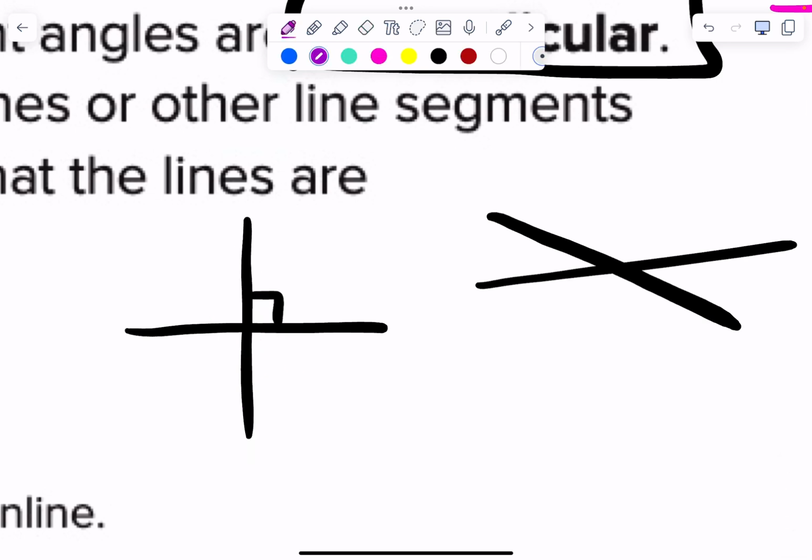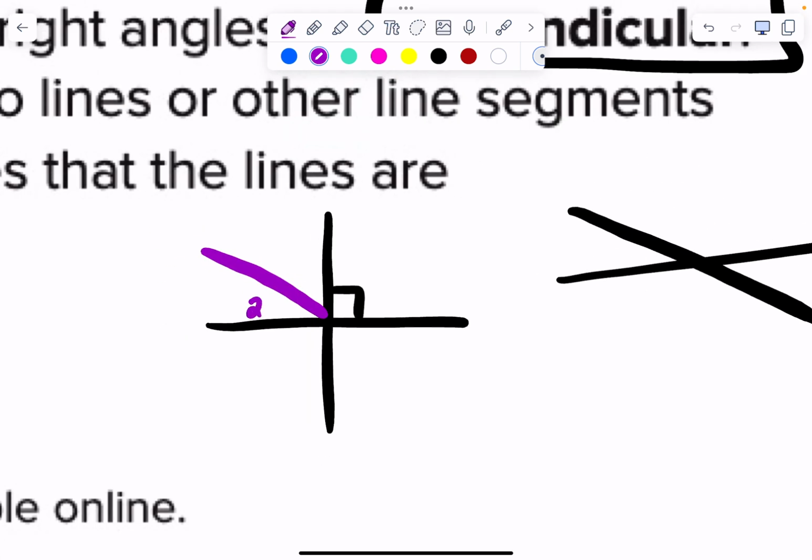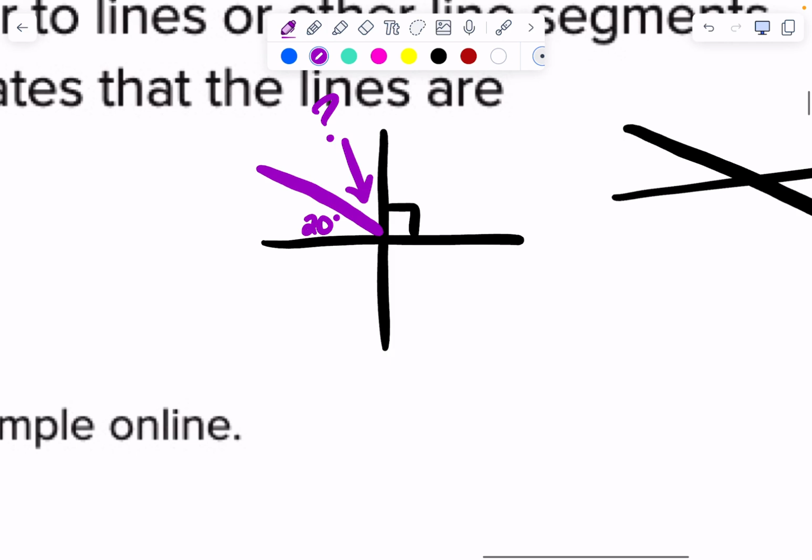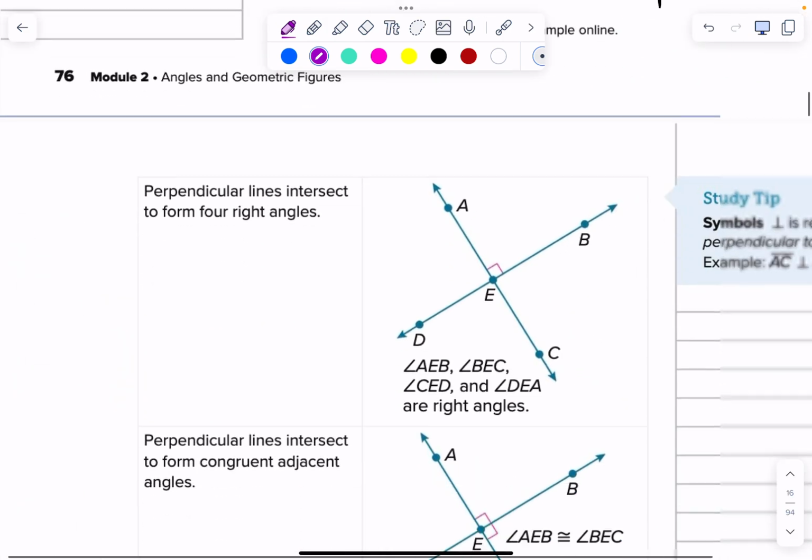Sometimes they will do this. And they'll do this guy. And then they'll say, like, this is 20 degrees. And then they'll say, what is this one? 70. That's not hard to figure out, right? Because that has to be 90 in that corner, right? So 70. Got it? Do we figure that out? Okay. Let's go to the next section.